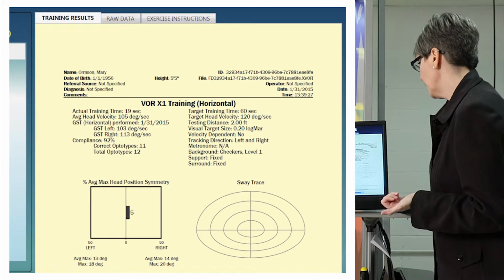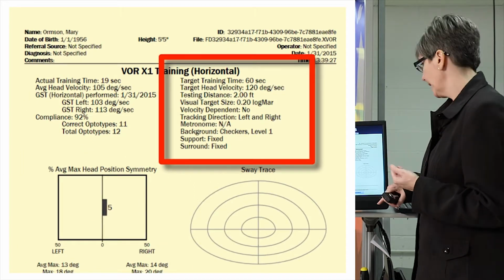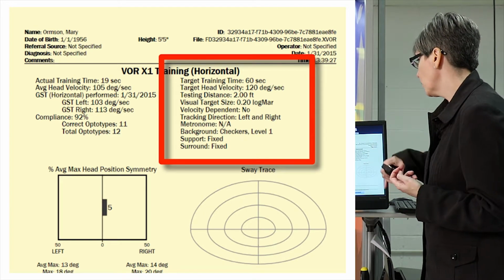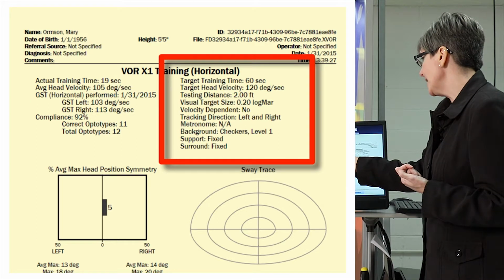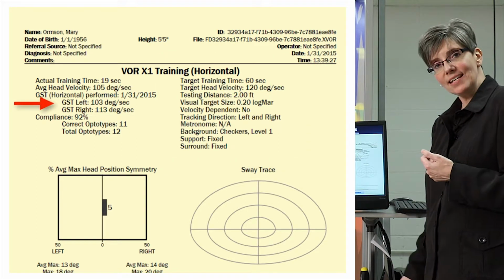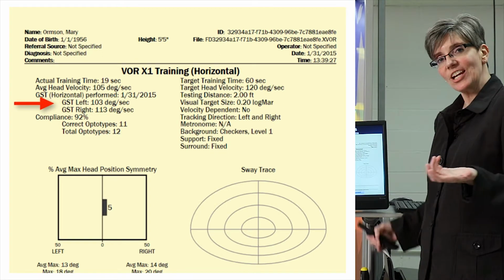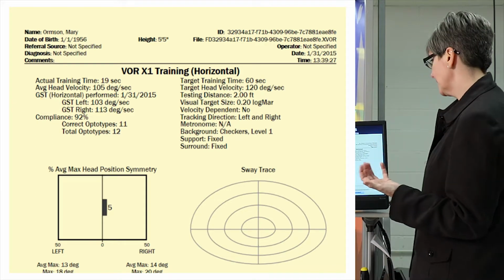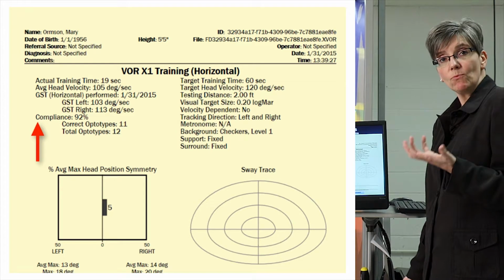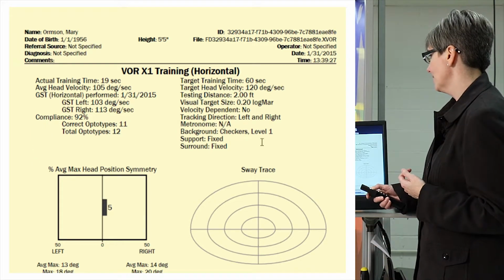So for this example, we did 60 seconds at 120 degrees per second of head movement, and our visual optotype was 0.2 logMAR. We also have the ability to look at her GST results. We had her GST results from testing right here in our report, so we're able to see that. We're also able to see her compliance. Was she doing the appropriate level of difficulty for the exercise?